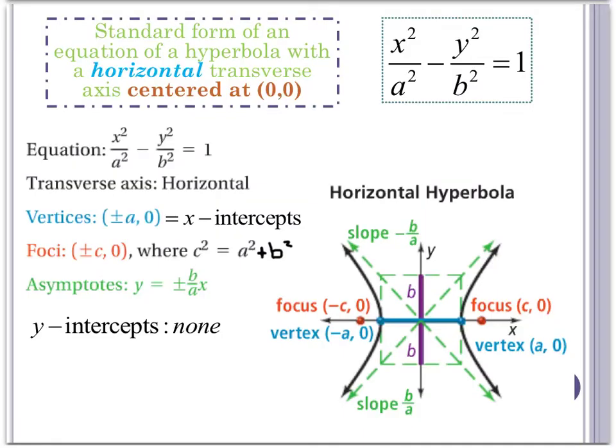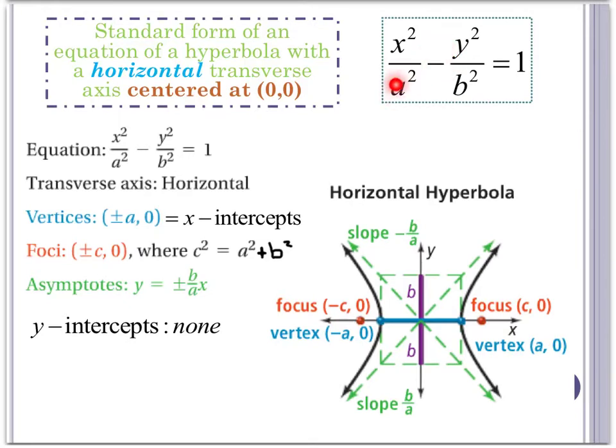If our hyperbola is centered at 0, 0 and is a horizontal hyperbola, then that means our transverse axis is going to be the x-axis, our conjugate axis will be the y-axis, and as you can see, our foci and our vertices lie on the x-axis. And if you look at the equation, the biggest difference between a hyperbola and ellipse is that the hyperbola has a minus sign in between our x squared and y squared terms.